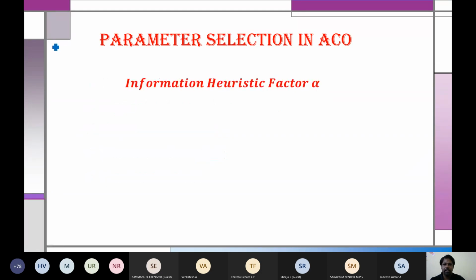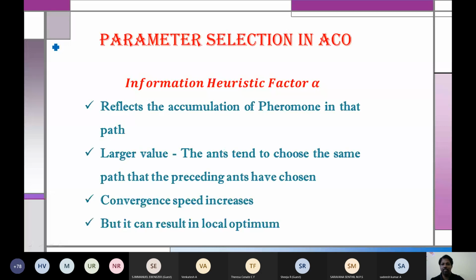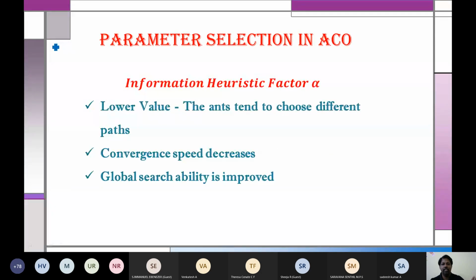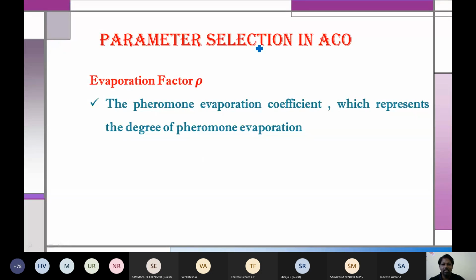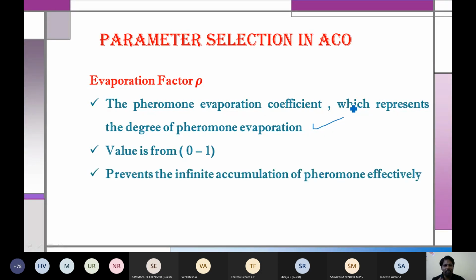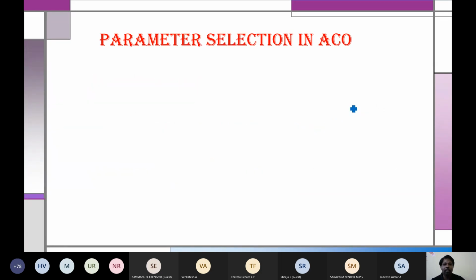Yeah, these are all just theory. I'll just tell you about rho, that is important. This is the evaporation coefficient, which represents the degree of pheromone evaporation. The value is from 0 to 1. If it is very small, it's tough; if it is large, also it's tough. It should be in between. Generally, we take 0.5.